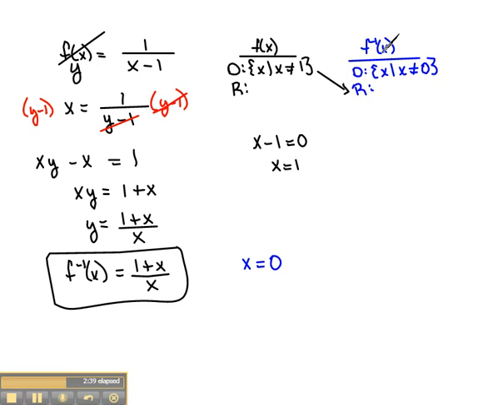So our range of our inverse function will be the set of all y's, because range is y values, such that y cannot equal 1. And again, because of switching out the x and the y values, our domain of the inverse will be the same thing as the range of the original. So this would be the set of all y's, again because range is in y values, the set of y's such that y cannot equal 0. And this would be our domain and range.